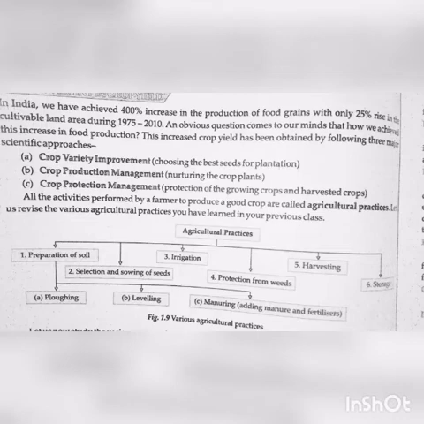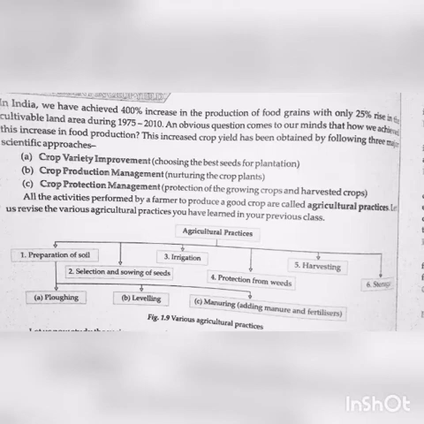Next, third, crop protection management. Protection of the growing crops and harvested crops, the removal of weeds. We remove all the weeds, that is protection. Next, all the activities performed by a farmer to produce a good crop are called agriculture practices. Let us revise the various agriculture practices you have learned in your previous classes.